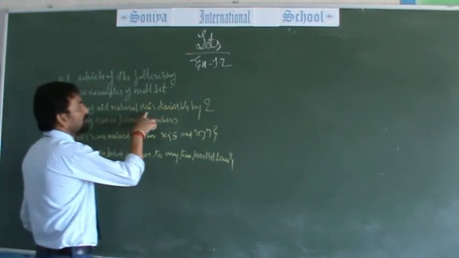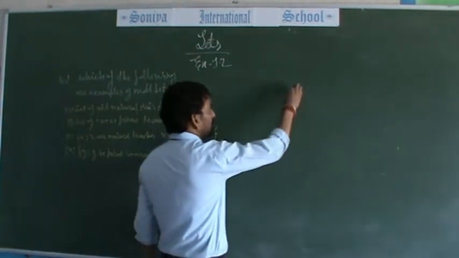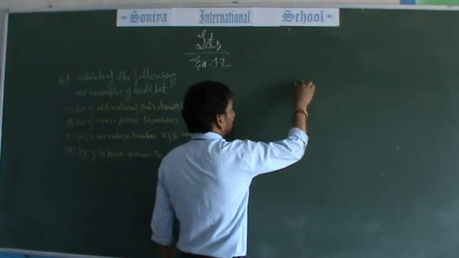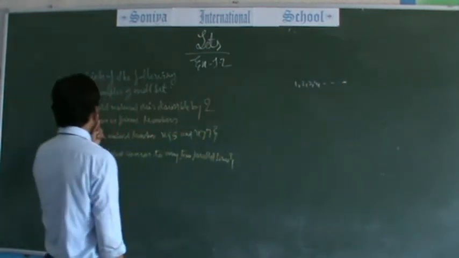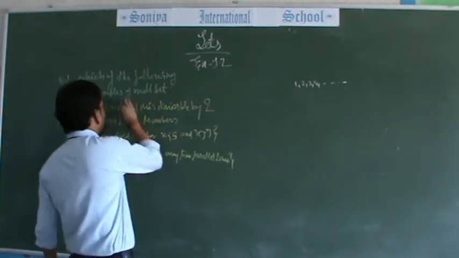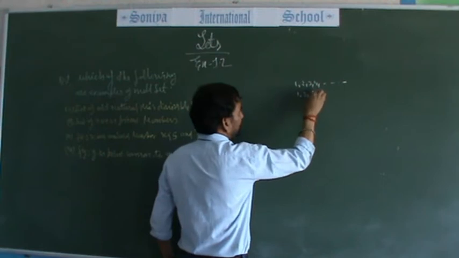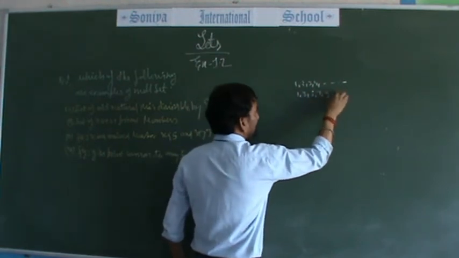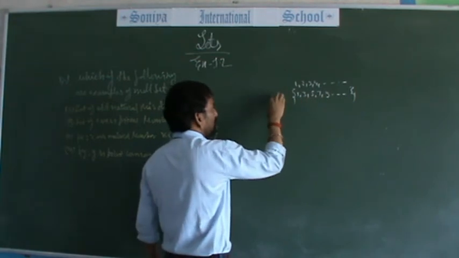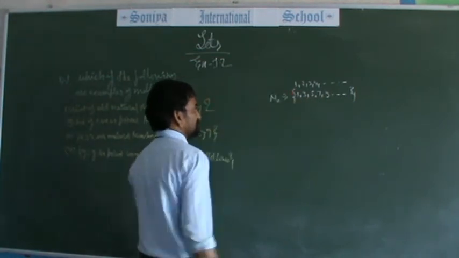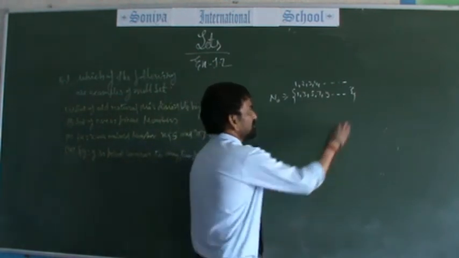Set of odd natural numbers divisible by 1. You all know what natural numbers are: 1, 2, 3, 4 and so on. But here he is asking about odd natural numbers. So odd natural numbers are 1, 3, 5, 7, and so on. This is a set of all odd natural numbers, which is infinite.